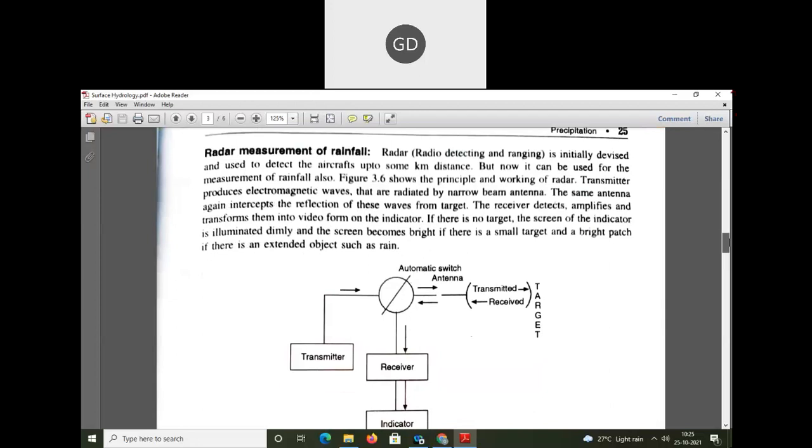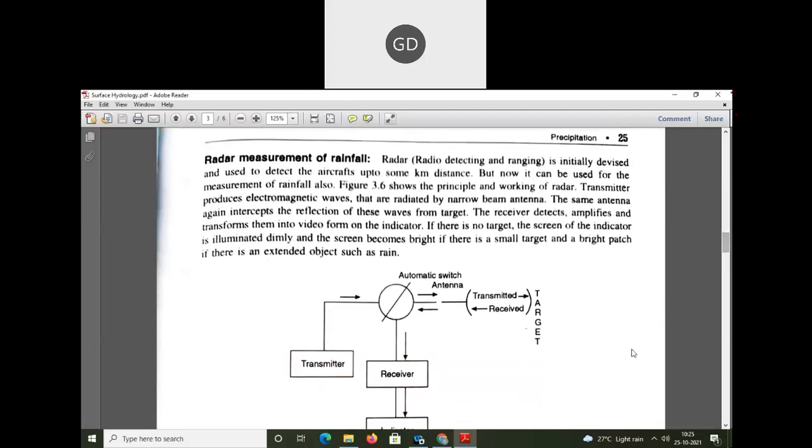So today you write down this one, radar measurement of rainfall. Everybody please write it down, because later you will not find this PDF again. So I am giving it now itself. Better if you note it down in your copy. When you finish writing, please mention it in the chat box so that I can continue. Everyone write down radar measurement of rainfall.